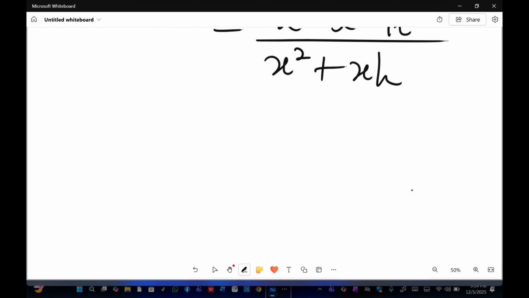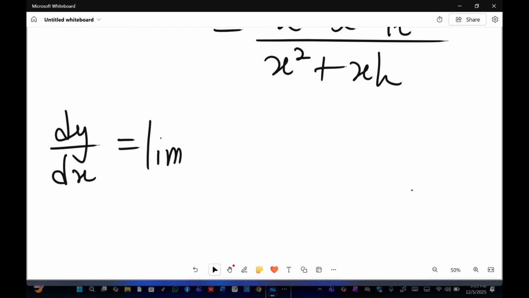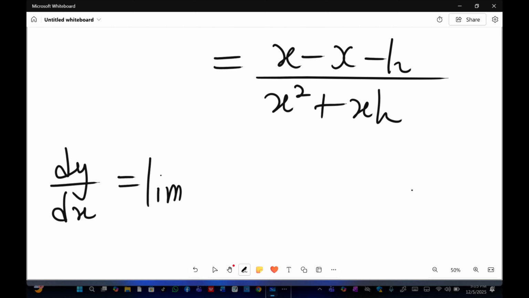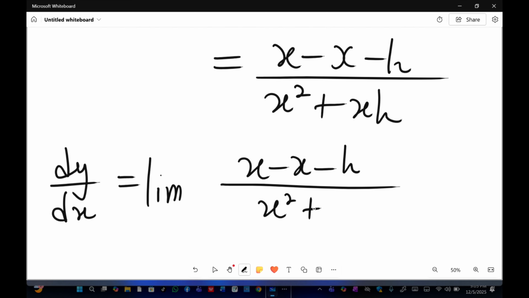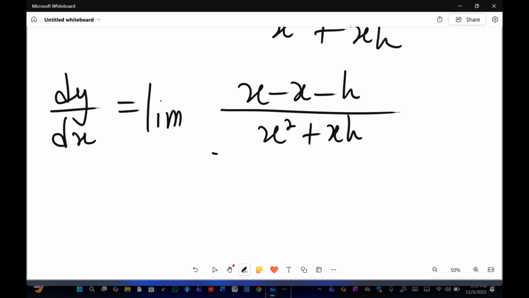So this becomes our f of x plus h minus f of x. All right, so now let us put the components into the formula. So we have dy/dx, which is equal to the limit of, so our f of x plus h minus f of x is x minus x minus h, all divided by x squared plus xh. But in the formula, we have everything divided by h, as h approaches 0.